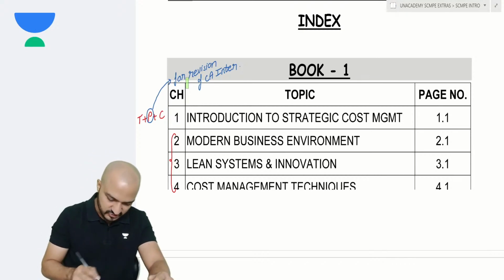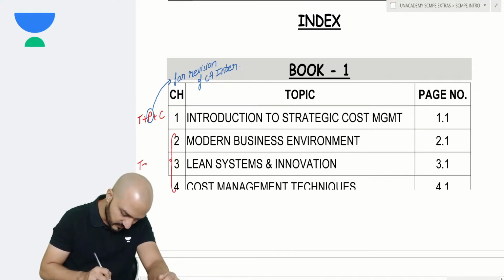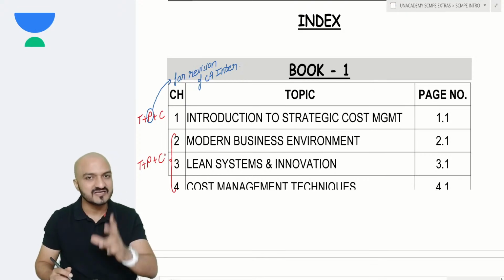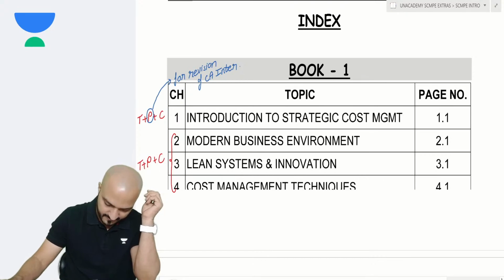Right? Okay, so chapter 1 contains theory plus practicals plus case studies. Chapters 2, 3, and 4, all three of them contain theory plus practicals plus cases, but all three of them you can say are connected to each other. You can say these three are a combined bunch of chapters.